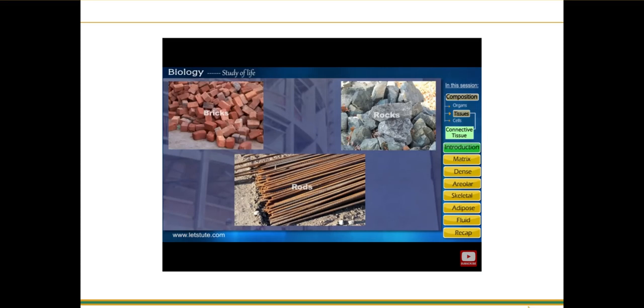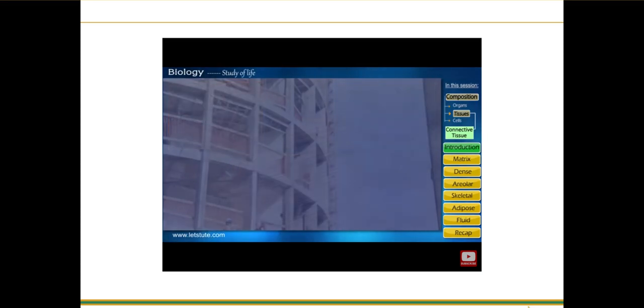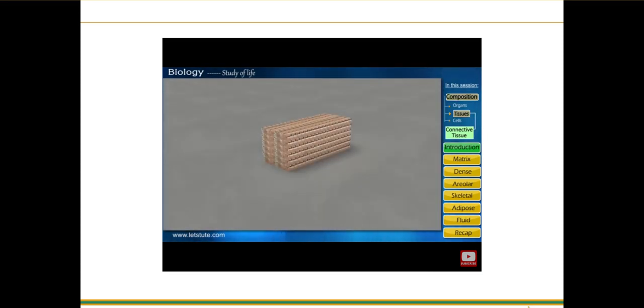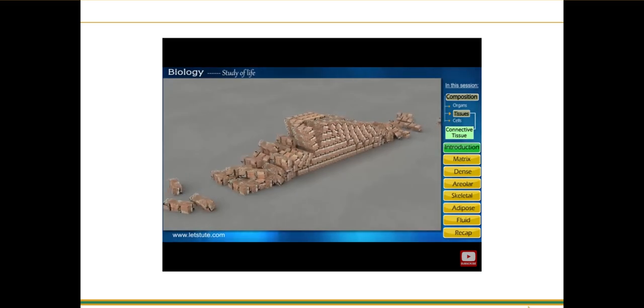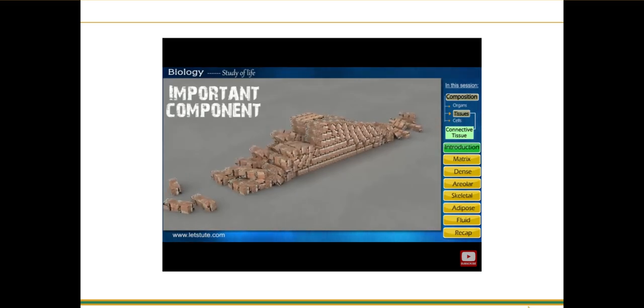So let's try to make our own building. We started to pile up a few bricks. But you know what happened after a while? They all collapsed. Why do you think it happened? Maybe there's some important component which we seem to have missed. Can you figure it out?